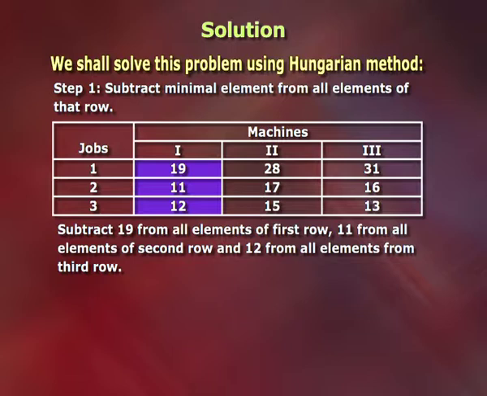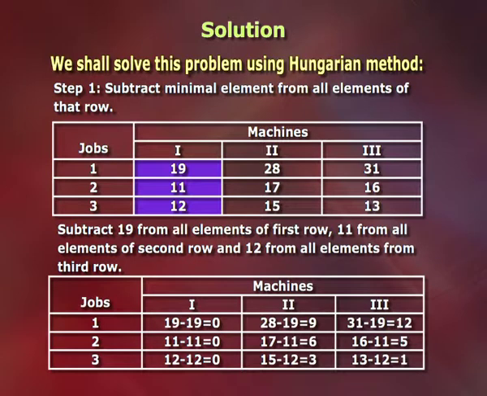So, subtract 19 from all elements of first row, 11 from all elements of second row and 12 from all elements of third row. So, the new table that we get, row wise, 19 minus 19 is 0, 28 minus 19 is 9, 31 minus 19 is 12. Row 2 we have to subtract 11, so 11 minus 11 is 0, 17 minus 11 is 6, 16 minus 11 is 5.